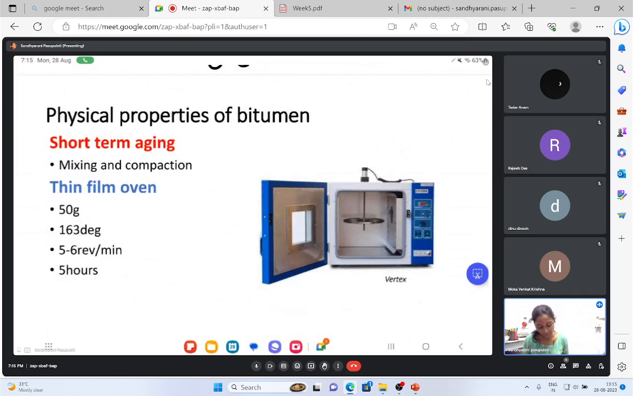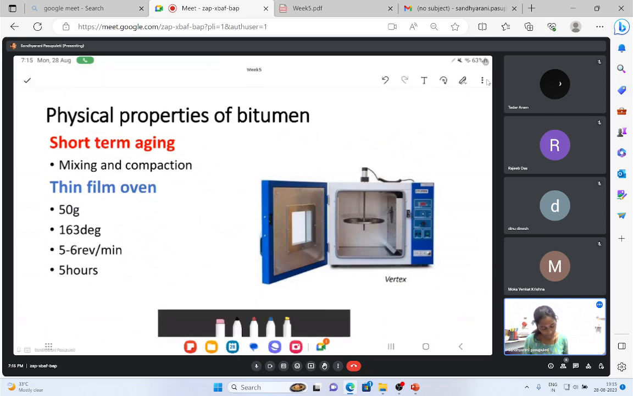So there comes the process of short term aging. When I say short term aging, initially we mix aggregates with the bitumen and transport it from our plant to the field, and we compact the asphalt mixture in the field. Till that time, whatever amount of aging the bitumen has been subjected to is called short term aging.